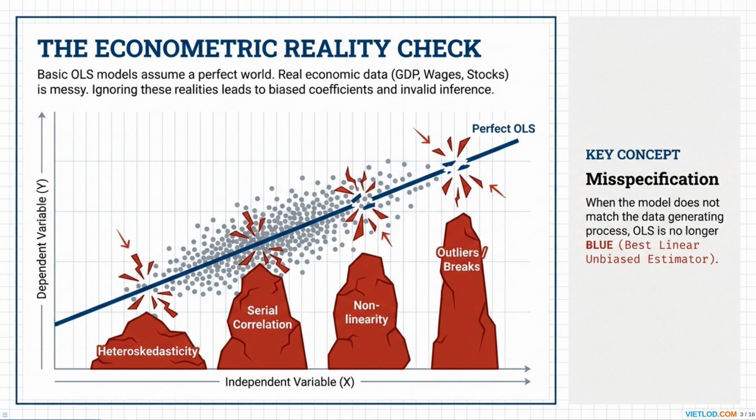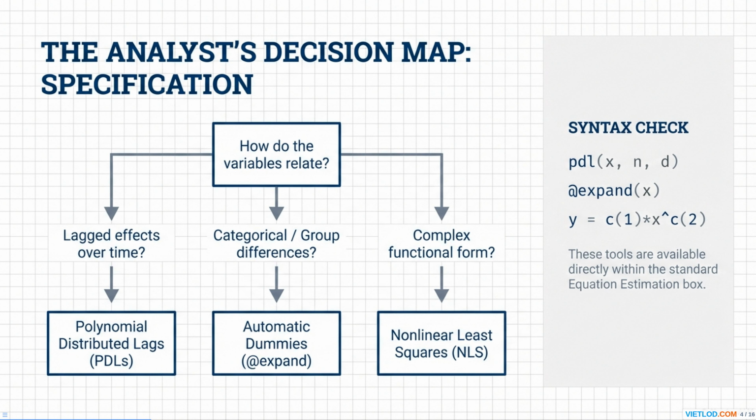When our model specification doesn't truly match the data-generating process, we encounter misspecification. In such cases, OLS is no longer the best linear unbiased estimator, or BLUE, meaning our estimates lose their desirable statistical properties. For example, if we model electricity consumption against income and find increasing error variance, ignoring this heteroskedasticity would lead to inefficient estimates and incorrect standard errors. So, how do we navigate this complex landscape? Let's now explore a decision map to guide our modeling choices, starting with proper model specification.